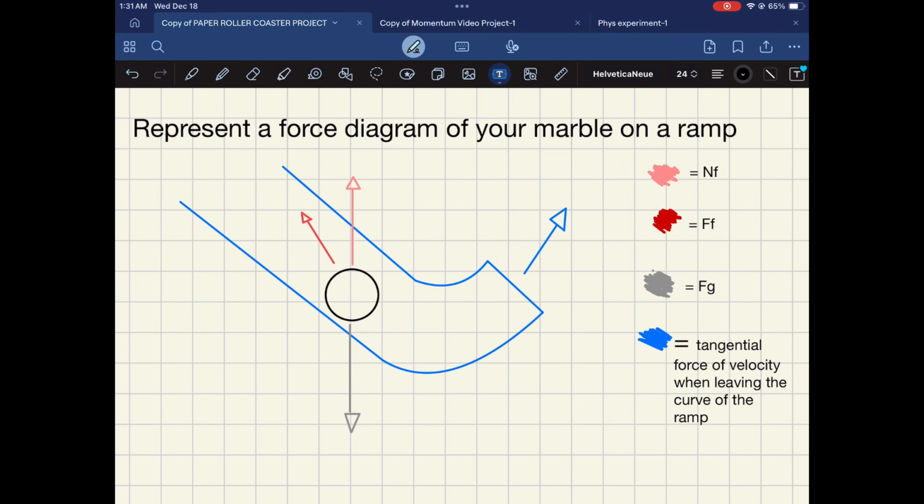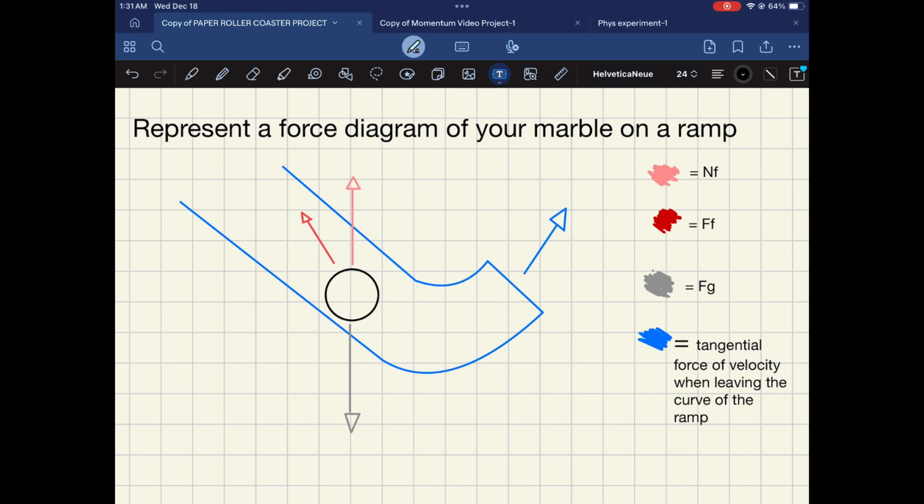This image depicts a marble on a ramp, as well as the forces acting on that marble. You can see the force of friction, as well as the normal force and the force of gravity acting on the marble. You can also see the future tangential force of velocity. The tangential force of velocity is a force that's experienced by any object caught up in a circular motion.